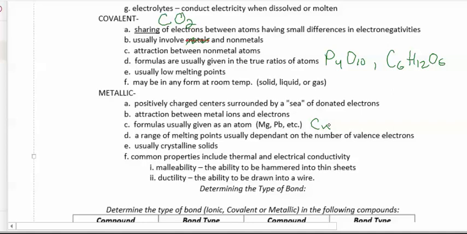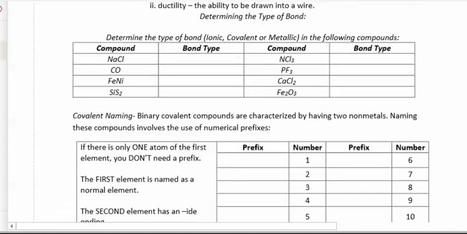So we're going to take a look below where we're going to identify the types of bonds. So why don't you try this on your own? So remember, ionic compounds are a metal and a nonmetal. Covalent are 2 nonmetals, and then metallic is 1 or more metals. So try it and we'll see what happens.